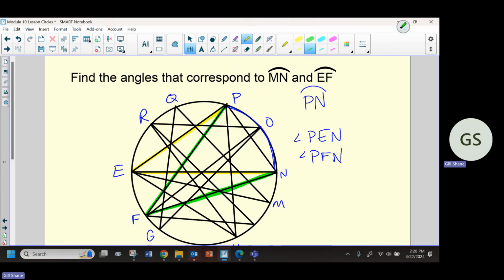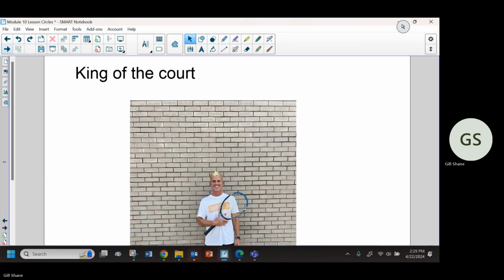Then I just keep going. So next one, I go down here. Is there a line that goes to N? No. So that doesn't work. So I can skip to the next line. Well, this goes straight to PN, so there's no way I can make an angle at all. That's just a straight line. So these are the only two angles that match up with arc PN. So again, just trace the lines.